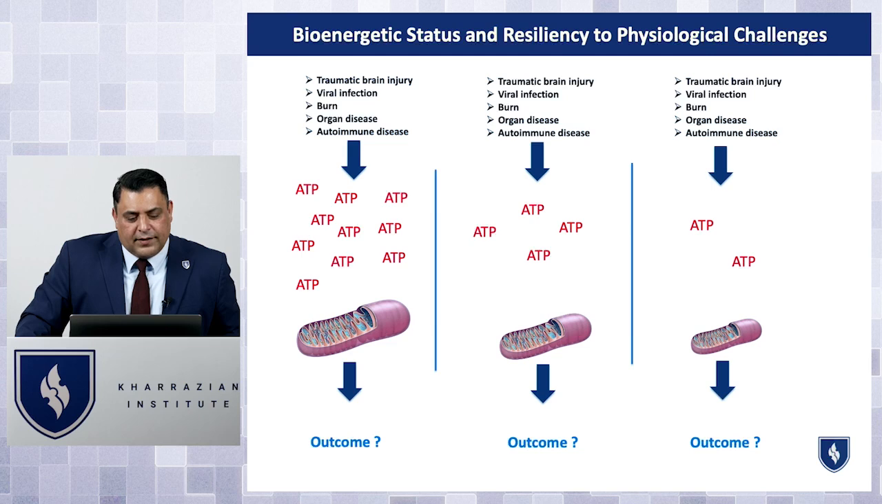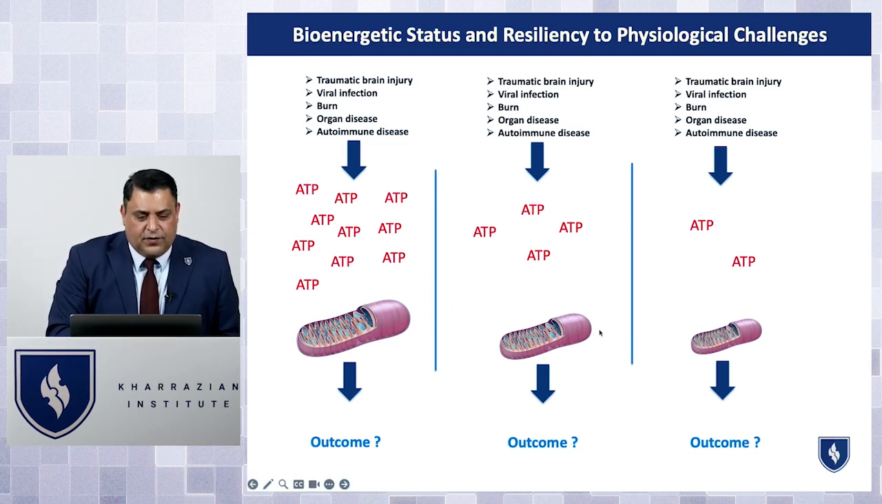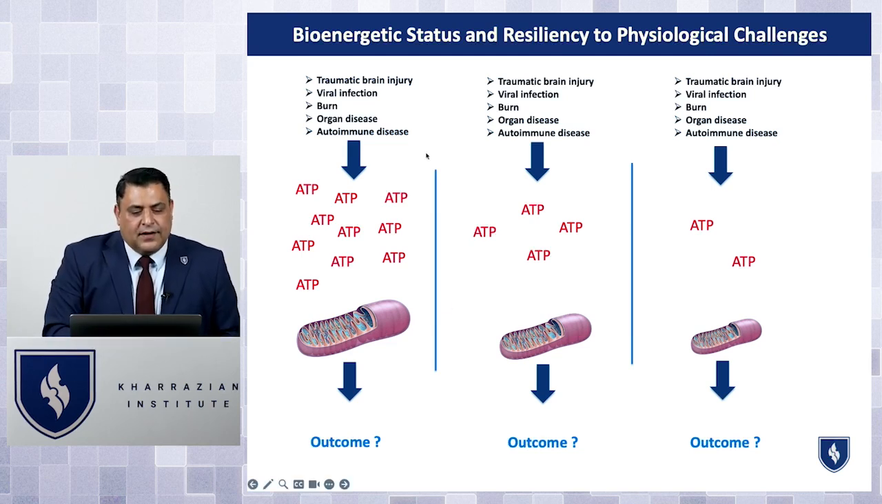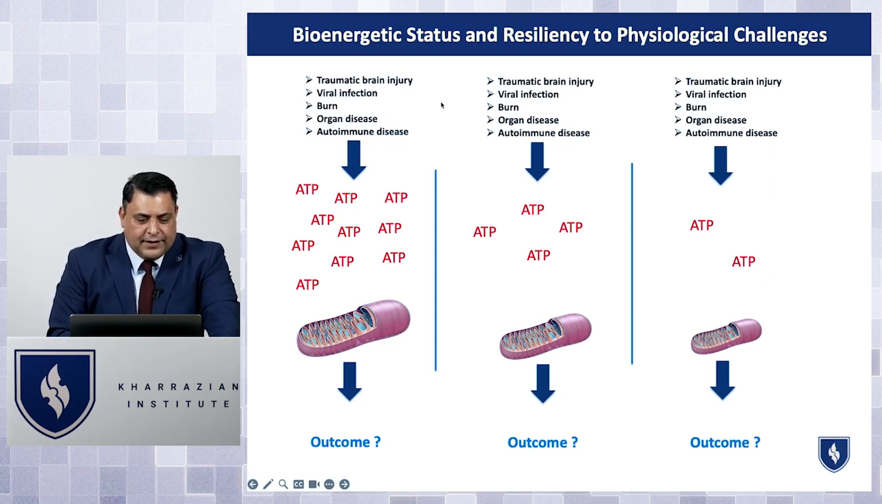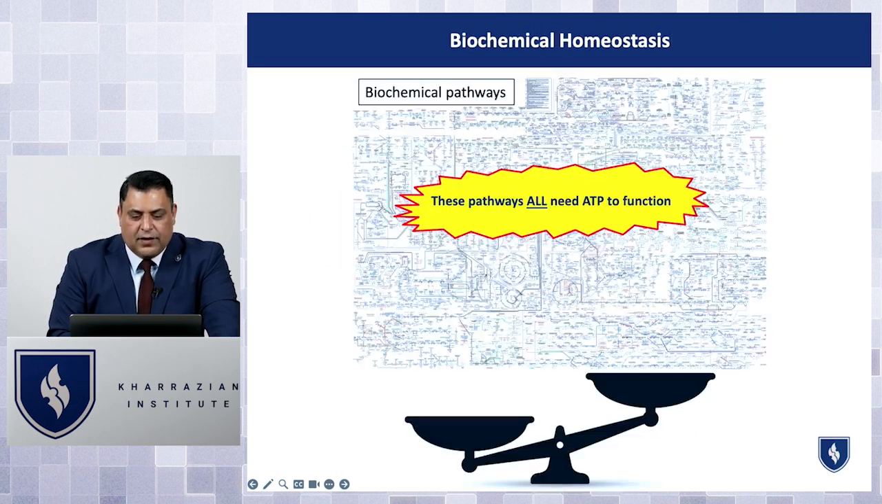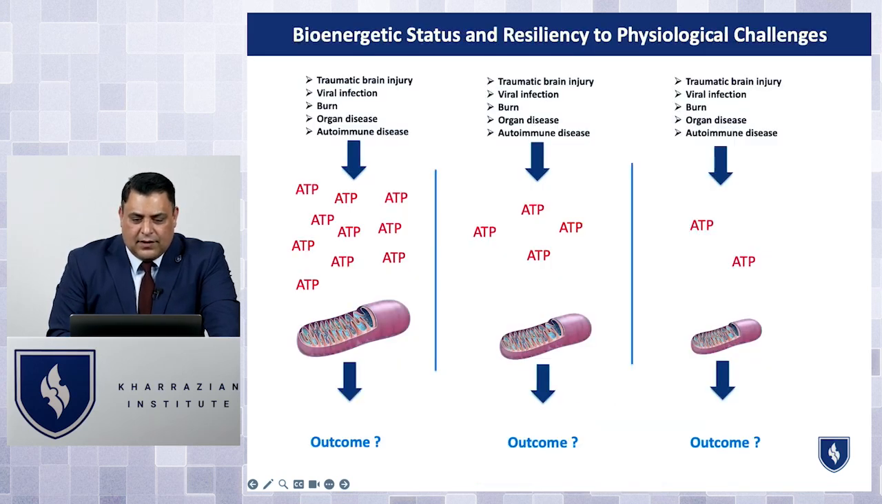So this is the illustration and diagram we talked about in the fatigue and pain course. And we talked about different outcomes. So here we have different conditions: traumatic brain injury, viral infection, burn, organ disease, autoimmune disease, and we have 3 different scenarios. But they all have a condition. And it doesn't really matter what the condition is. If you have someone who's got lots of ATP production, healthy mitochondria, what's their outcome compared to someone who has mitochondrial failure or can't make much ATP? How much can they drive their recovery pathways? How much ability do they have to recover? So that's one of the key fundamental concepts.